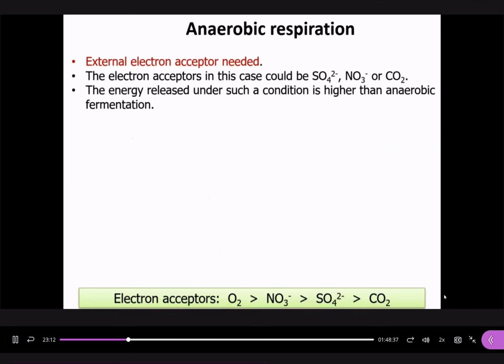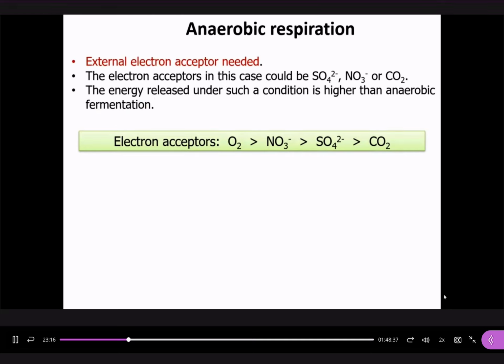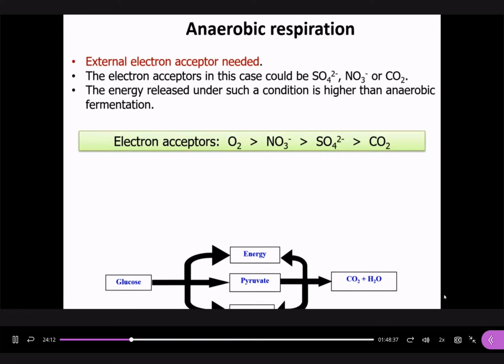Very different from anaerobic respiration, where an external electron acceptor is needed. It's not the intermediate product. Electron acceptors could be sulfate, nitrate, or CO2. The energy release under such conditions is higher than anaerobic fermentation. In terms of capability of accepting electrons, oxygen is the strongest, so it has the highest capacity. What does that mean? If there is oxygen, the electrons will go to oxygen. Then nitrate, sulfate, and CO2.